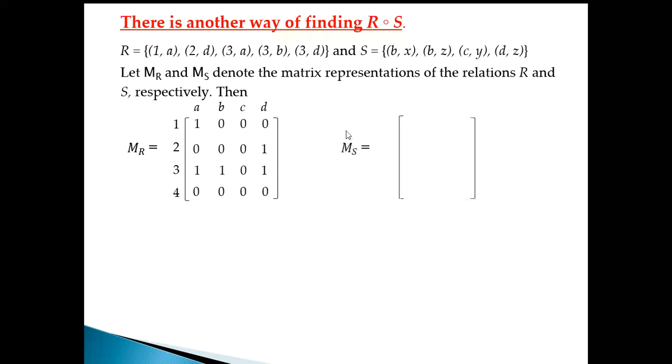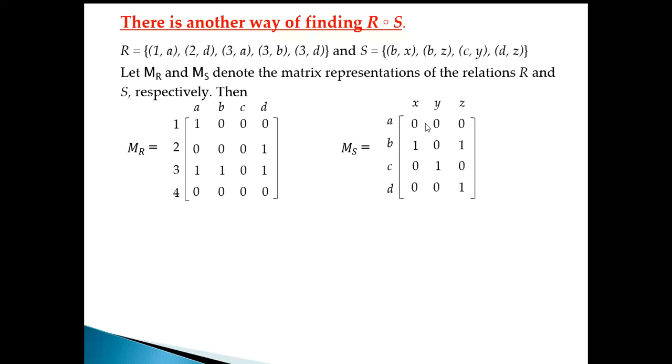Now similarly we can form the MS matrix, where S is the relation between B and C. B elements are A, B, C, D, and C elements are X, Y, Z. The first ordered pair is BX, so there is a 1 in the BX position. BZ, so the next 1 is in the BZ position. CY is there, so the next 1 is in the CY position, and the next is in the DZ position. The other elements are 0. So this is our matrix MS, right?